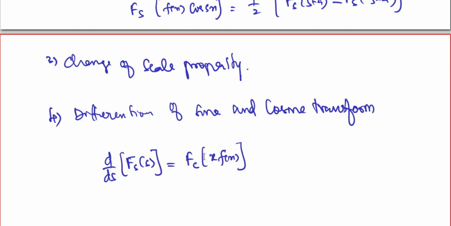Similarly, if we differentiate the Fourier cosine transform of f of x, then what you will get here is minus the Fourier sine transform of x into f of x.